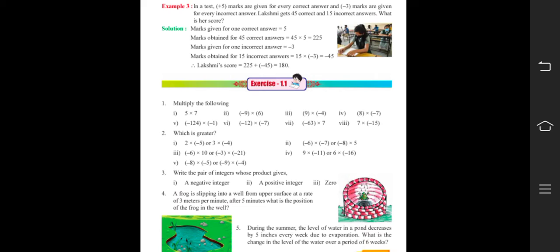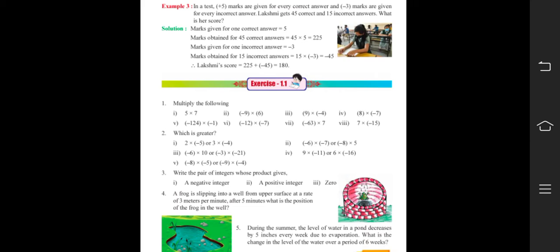So in a test, for every correct answer they are given plus 5 marks, and for every incorrect answer they are given minus 3 marks. Lakshmi gets 45 correct and 15 incorrect answers. What is her score you should find? Okay, so what is the solution here? Marks given for one correct answer: 5 marks.